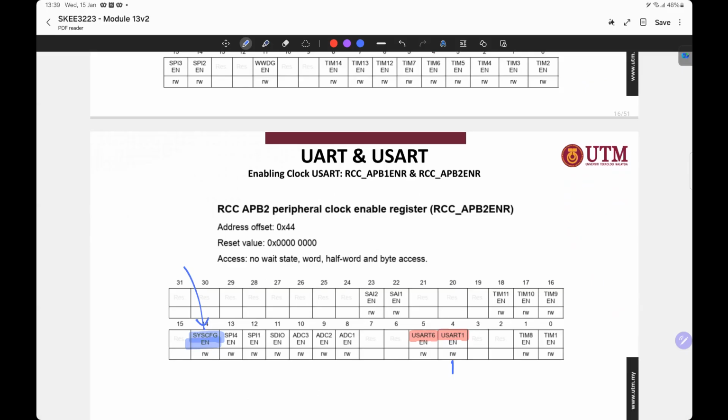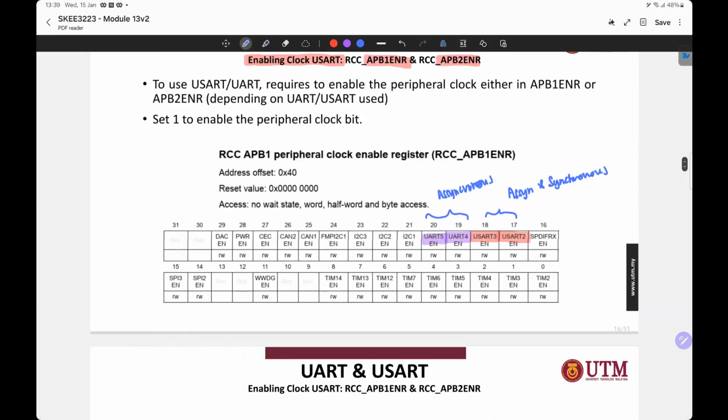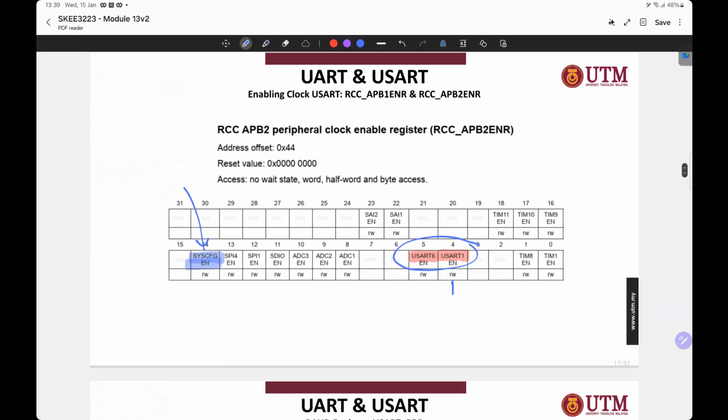Okay, so for the USART, we only focus on these two bits, bit 4 and bit 5 inside of the APB2 ENR, depending on the communication that you're going to use. If you're going to use the USART 2, then the clock must be enabled at this APB1 ENR register. So USART 2 is at this location, bit 17. That is to enable the clock of USART.